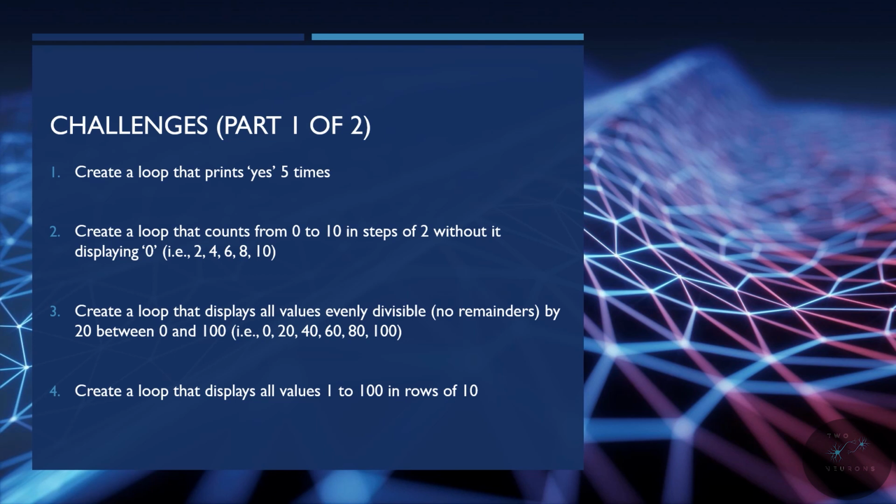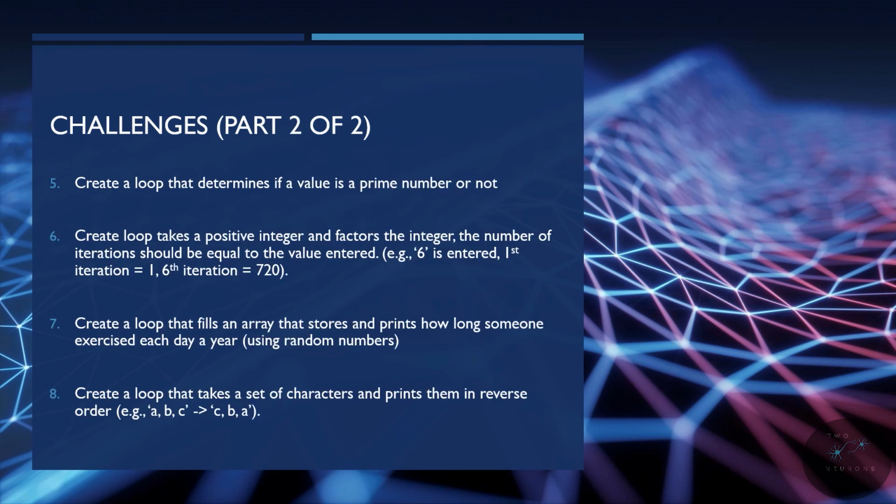So our second set of challenges are: create a loop that determines if a value is a prime number or not. Create a loop that takes a positive integer and factors that integer. The number of iterations should be equal to the value entered. So if you enter the value 6, it should iterate the loop 6 times, from 1 to 6. And that final iteration should have a value of 720 printed on the screen.